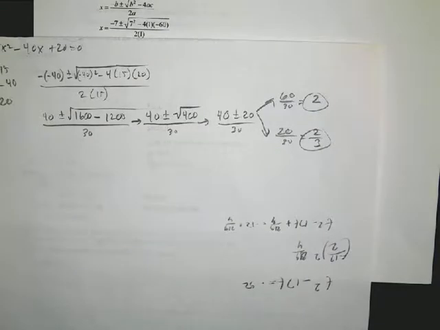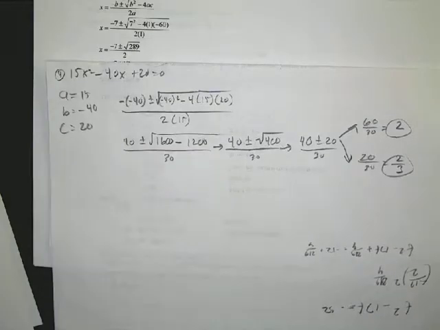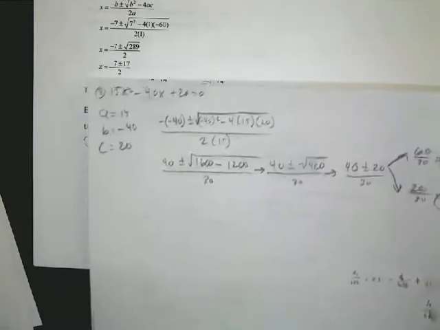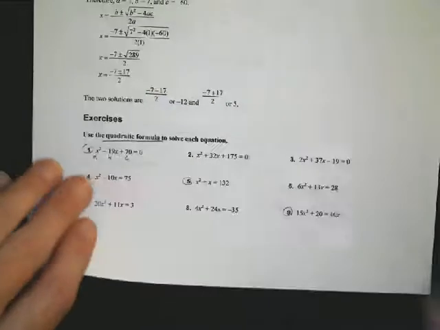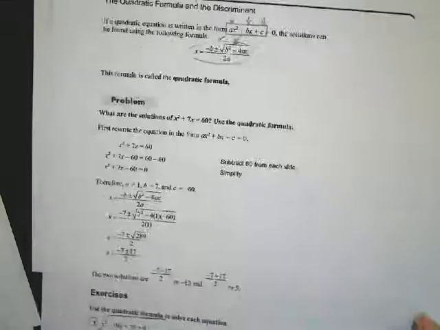Those are my two solutions for number 9. Again, it's just about getting the right A, B, and C values and plugging those things in. Okay, let's take a look at the back side now.